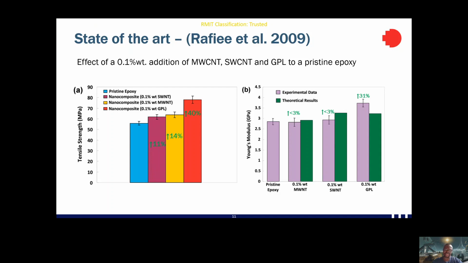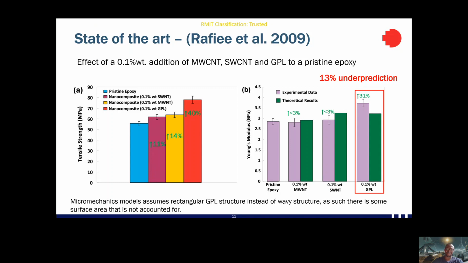epoxy, in comparison to the less than 3% improvement in the pristine epoxy reinforced with nanotubes. However, we can see a bit of an underprediction, which is caused by the assumption in the micromechanics models. This model assumes that the graphene structure is rectangular rather than waving, and so there's a bit of an underprediction in the surface area, which contributes to the load transfer.